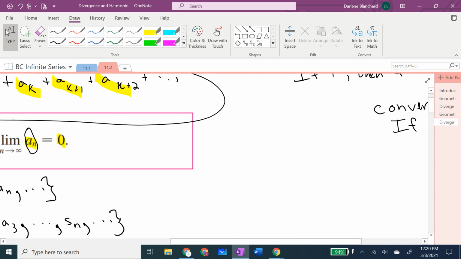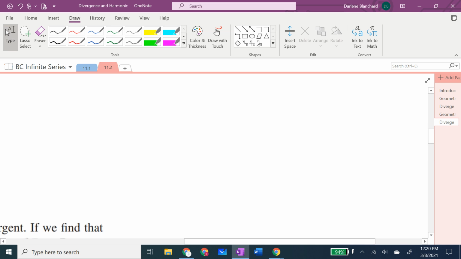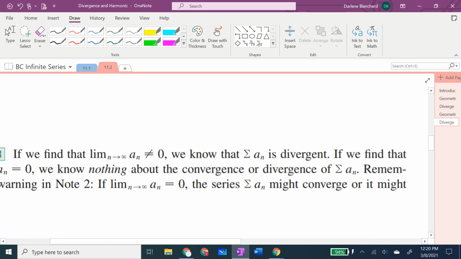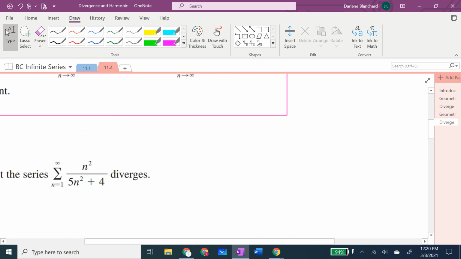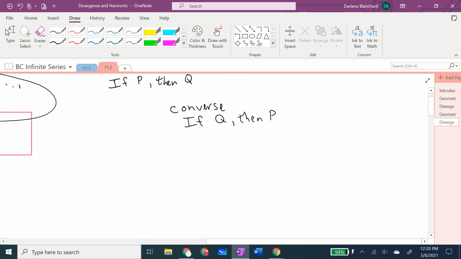The limit is n approaches infinity, it's kind of switching them, right? If it's greater than infinity, it's kind of different. And this is a nice little warning that your textbook gives you. If you find out, oh wait, hold on. Let me not go there yet.